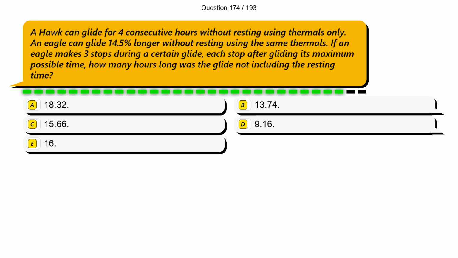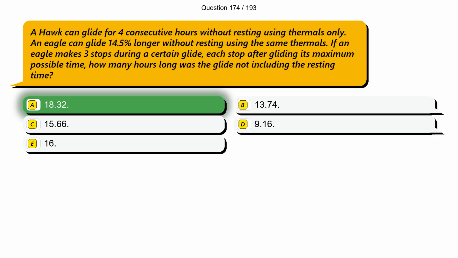Question 174. A hawk can glide for 4 consecutive hours without resting using thermals only. An eagle can glide 14.5% longer without resting using the same thermals. If an eagle makes 3 stops during a certain glide, each stop after gliding its maximum possible time, how many hours long was the glide not including the resting time? Option A 18.32, Option B 13.74, Option C 15.66, Option D 9.16, Option E 16.